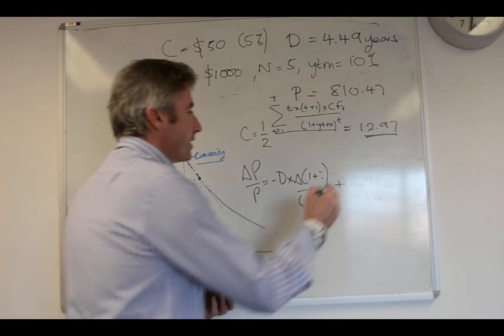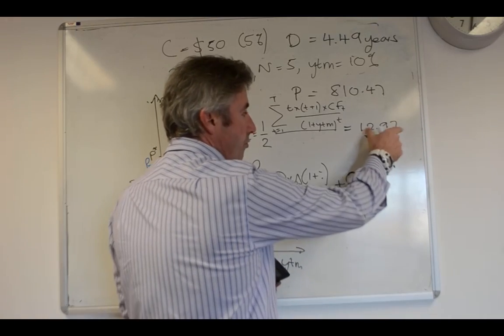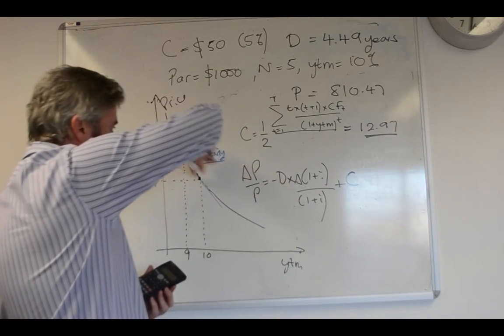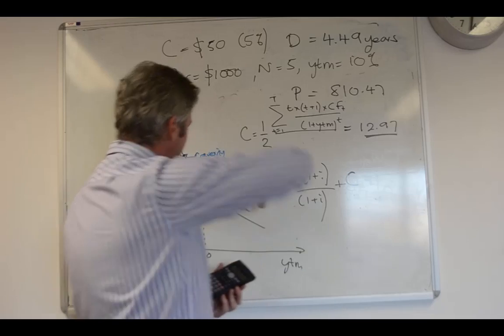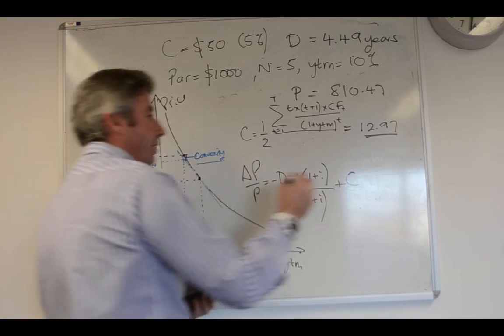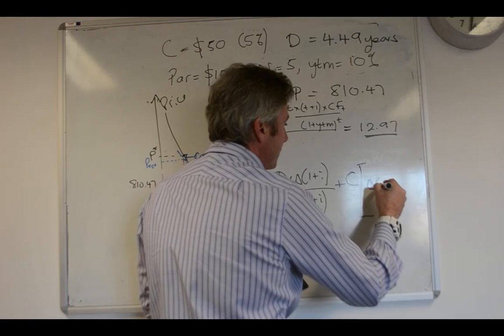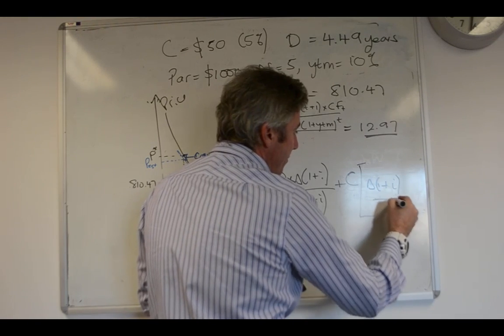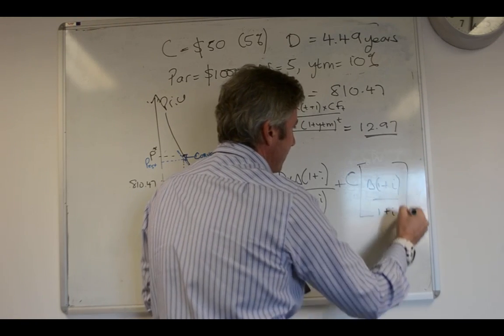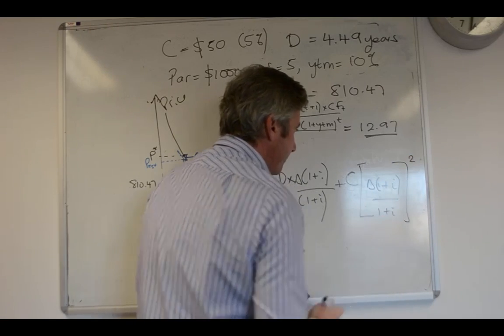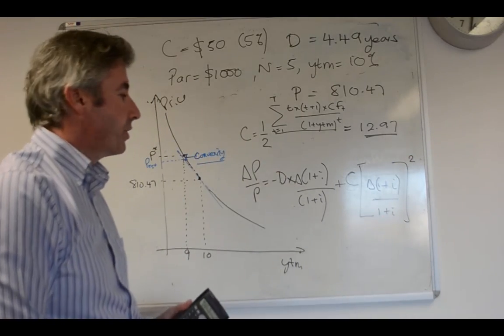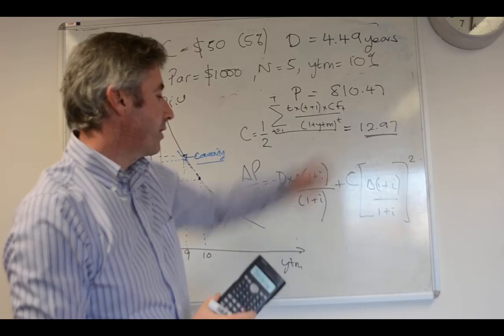We add in something which is the convexity. So the greater this is, the greater is the curvature, and the greater the curvature, the more we need to add in. And then we multiply this by delta 1 plus i, sorry I missed out the 1 there, divided by 1 plus i squared. So the additional term that we add in is driven by the convexity.